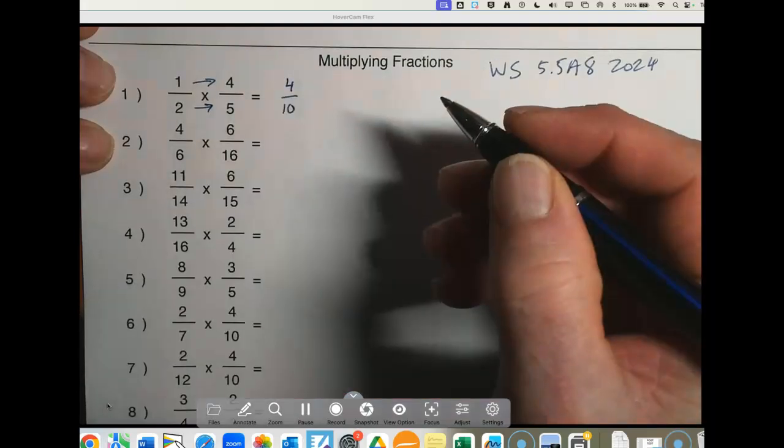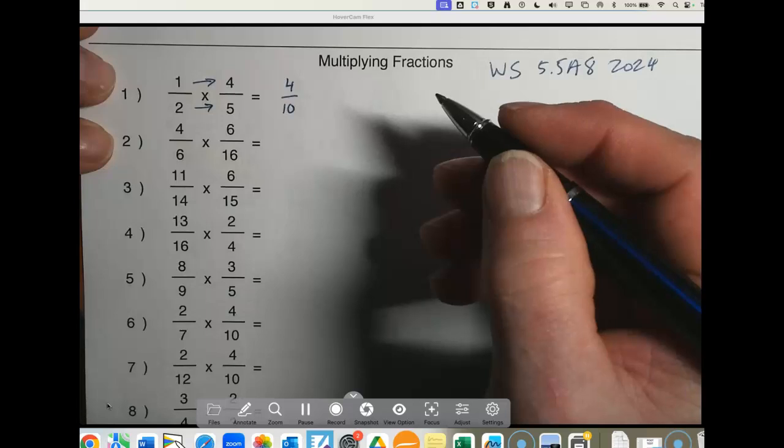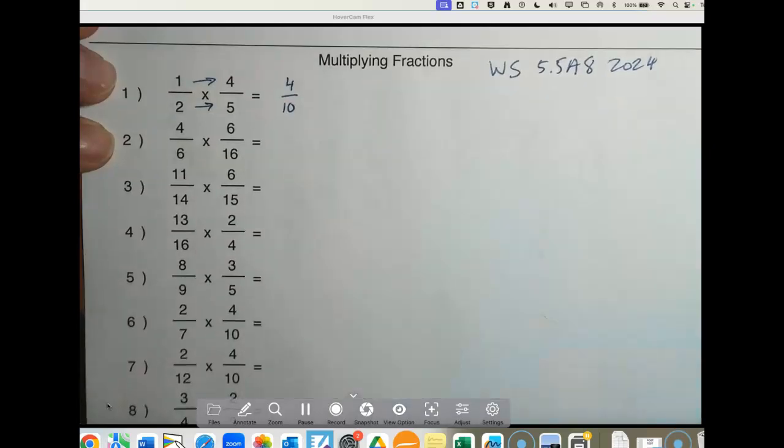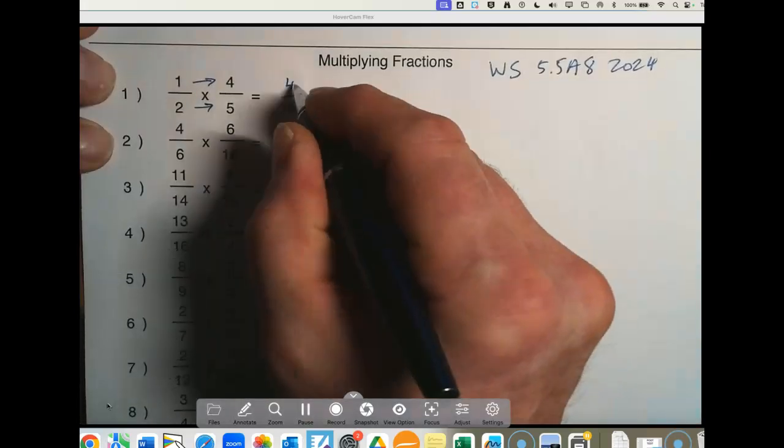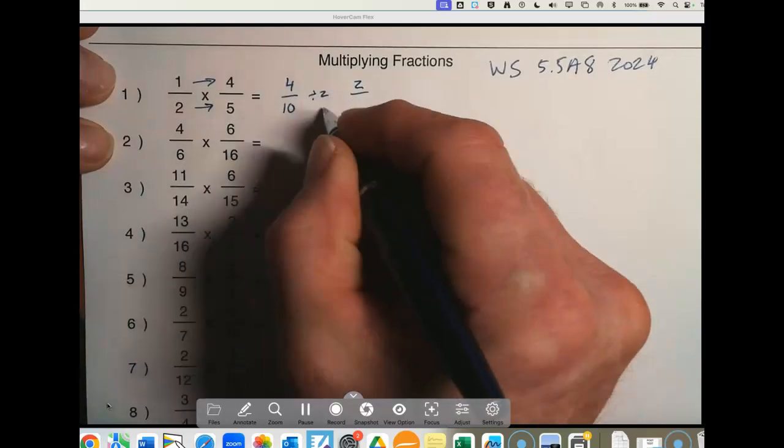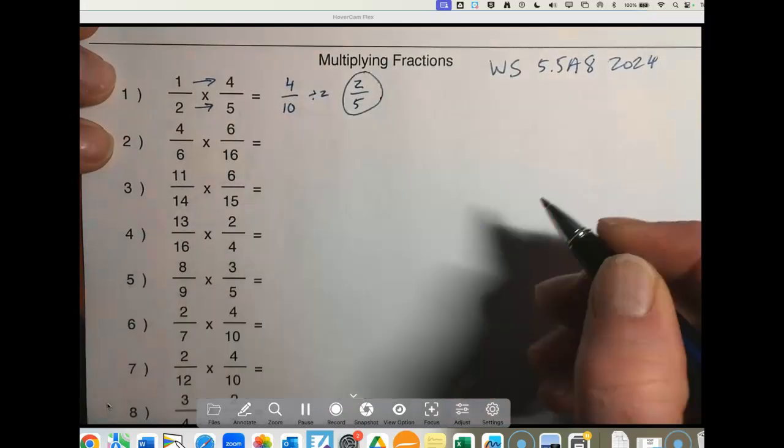You got this fraction 4/10, which is the correct answer. It's just not in simplest terms. So, in simplest terms, you'd have to divide both of these by 2. 4 divided by 2 would be 2. 10 divided by 2 would be 5, and there's your 2/5.